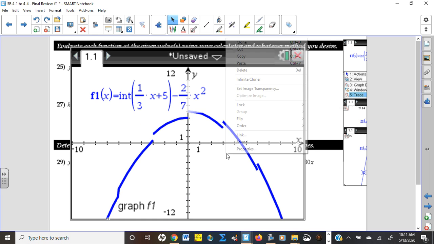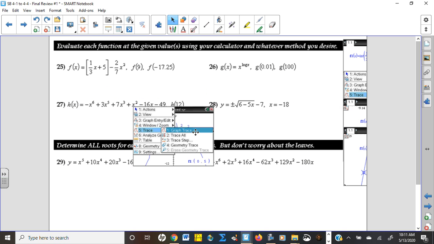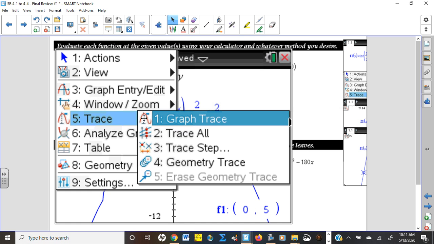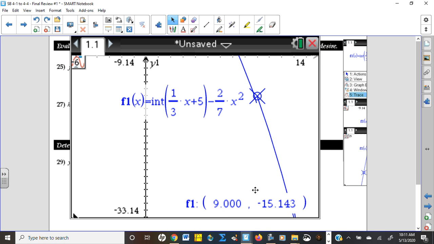If you do put that in correctly, then you can just go to your trace menu. So you go trace, graph trace, but instead of tracing to wherever they ask you to, you just immediately type in the value. So like I wanted to know what 9 was. I just plugged in a 9. A little box will come up as soon as you hit a 9. It'll say x equals, and then you're pretty much done. It'll give you your answer at the bottom, what the y value was. So in this case, negative 15.